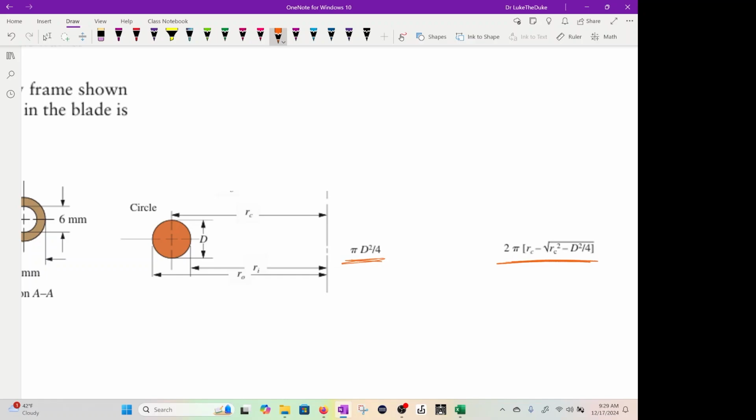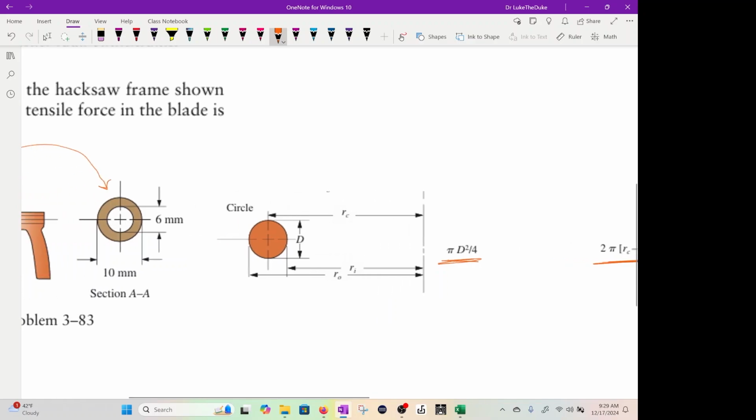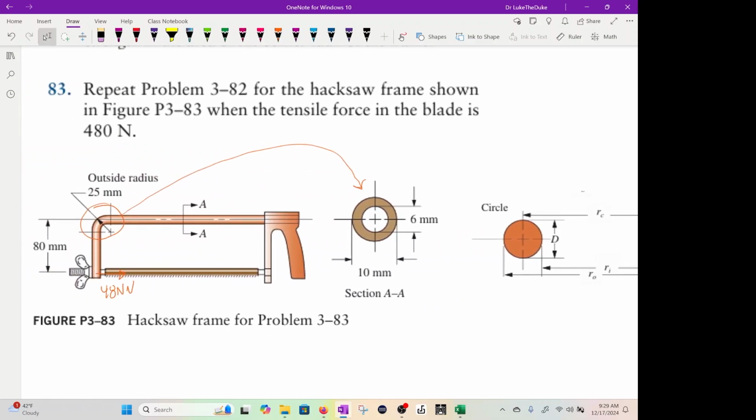However, we have two circles, so I'm going to subtract the areas and subtract the area shape factor equations. What we want to know is whether 480 newtons is too much when we tighten that nut down. Is it going to break right there? If it is, then I'll show you what force we can use and how we do that. I'm going to do that in Excel. All right, let's get started here.